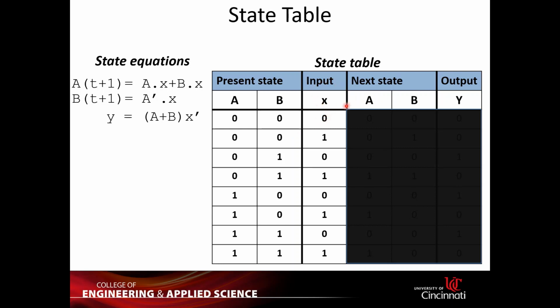I also have an input X. So the input X is either 0 or 1, okay? So what I write down in here is, for the present state 0, 0, what happens to the next state and the output when my input is either 0 or 1. Then I will examine the other state, 0, 1, with each of my possible input combinations, and so on to the last present state, which is 1, 1.